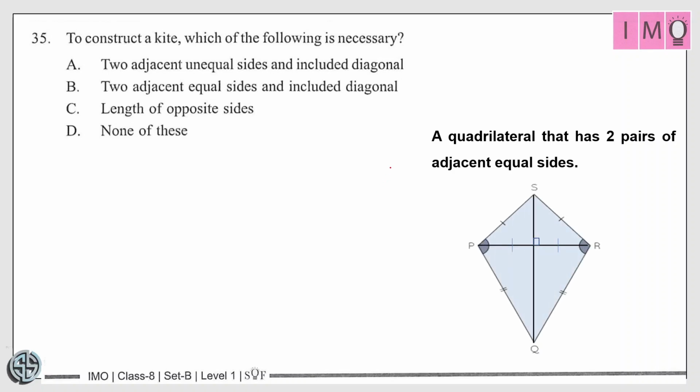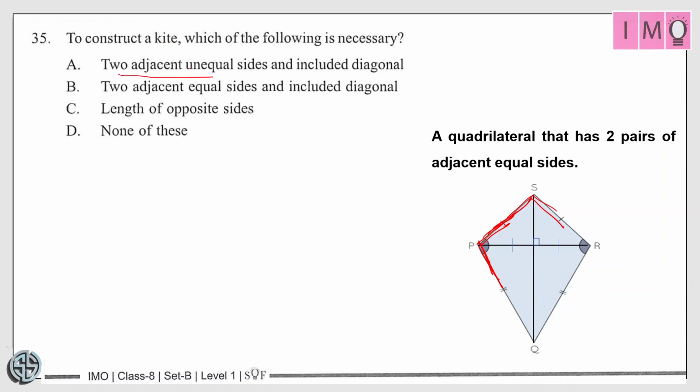You can see this here. This is the adjacent side here, PS and SR, these are equal, and you can see PQ is equal to QR, this is the adjacent side here, right? Now in the kite you can see there are two pairs of adjacent equal sides and two pairs of adjacent unequal sides. Adjacent unequal sides are PS and PQ, and adjacent equal sides are PS and SR. So there are two pairs for these. Now which must be required to construct?